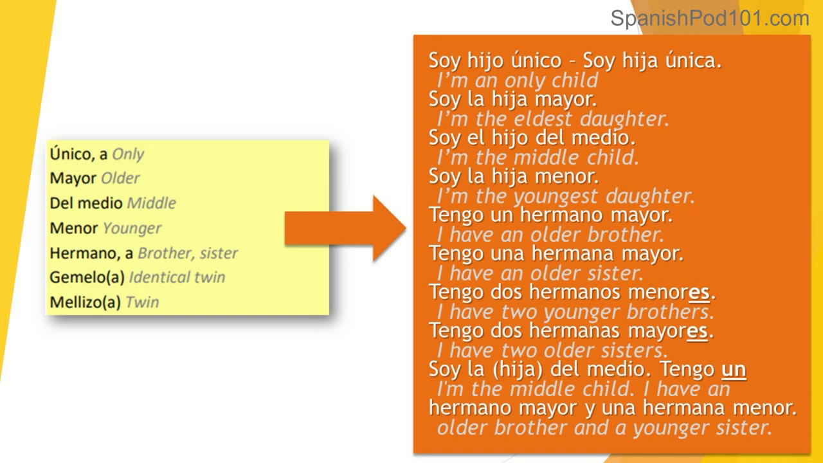Sí, aquí hija es opcional. Here, hija is optional. You can say, soy la del medio. Soy el del medio. I'm in the middle. Tengo un hermano mayor y tengo una hermana menor. Sí, be careful here also when you say hermano. When you want to say a brother, we have to say un hermano. It's incorrect to say uno hermano.